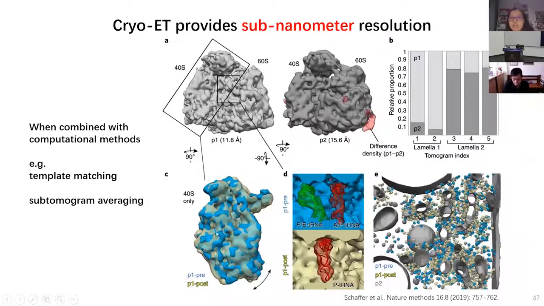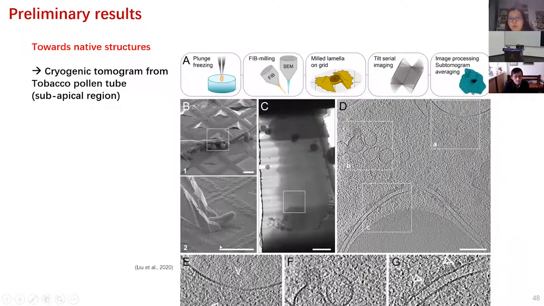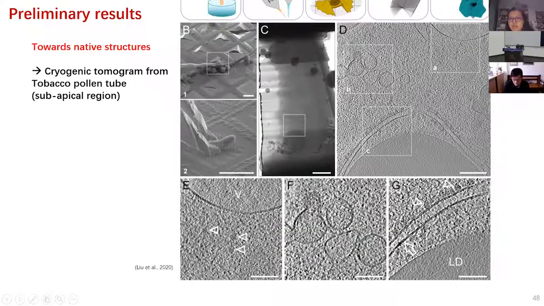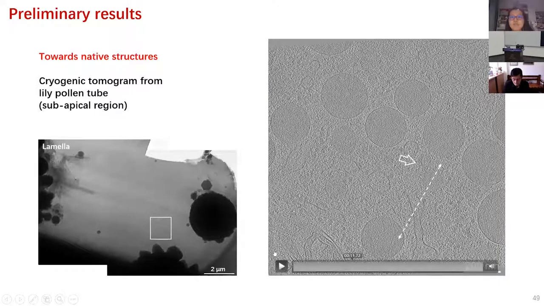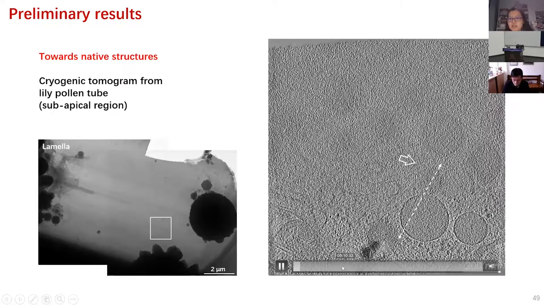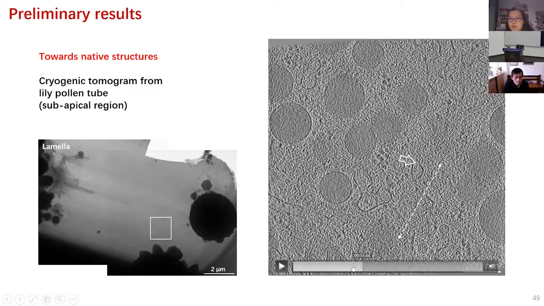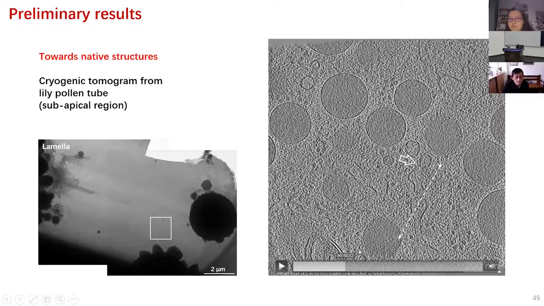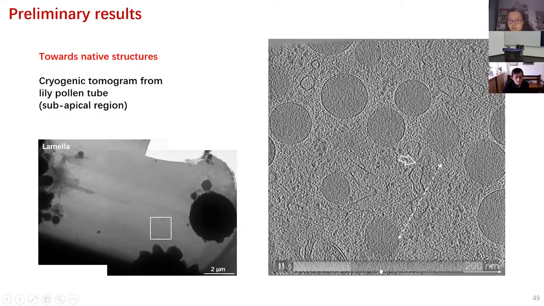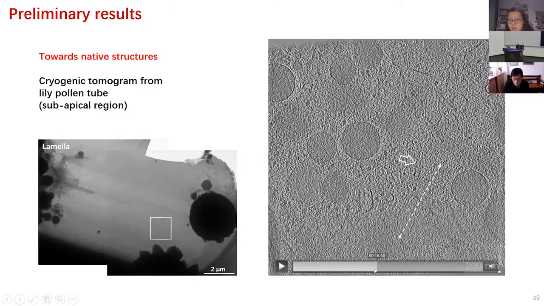Besides, it also reaches sub-nanometer resolution. So we tested this system on pollen tube samples, and this is the result. As you can see, it shows the ribosomes, vesicle morphologies, and ER structures at an unprecedented level. And we also tested it on the larger lily pollen tube. As you can see here, it is really good at resolving the structure of coated vesicles indicated here. And it can also reflect some structures of the actin filament here.